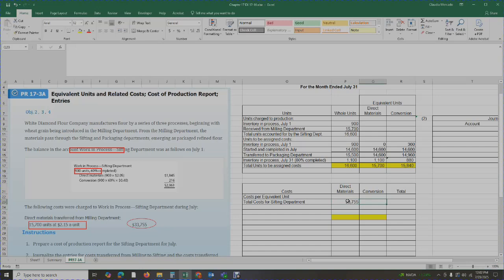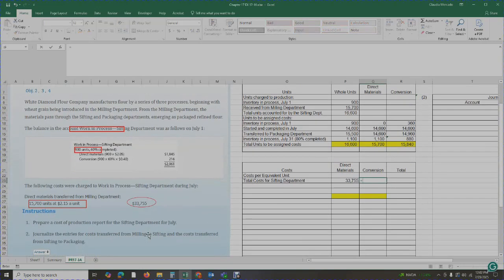For conversion, what do we have? What is conversion? Remember, conversion is your labor and your manufacturing overhead, okay? So conversion cost is your direct labor and your overhead, okay? So we're going to go ahead and we're going to add our labor and our overhead.